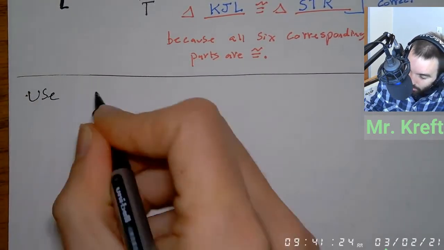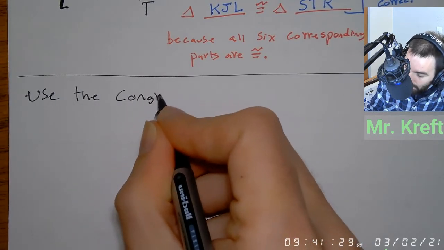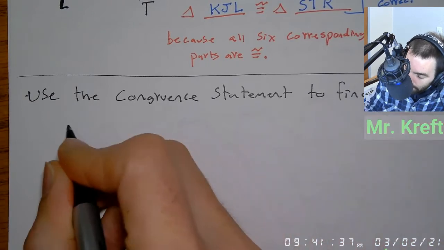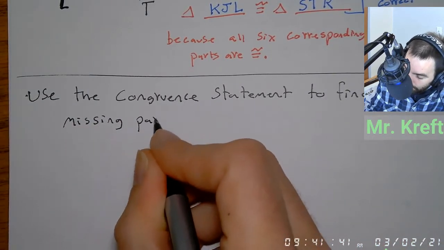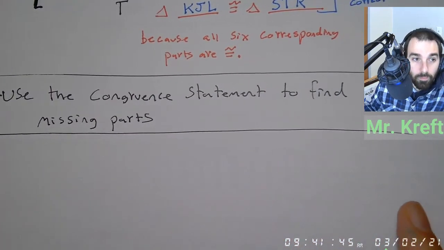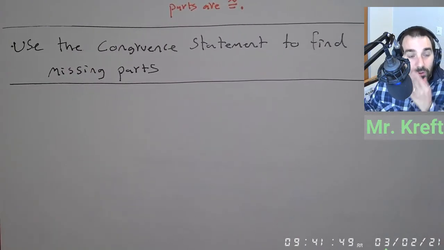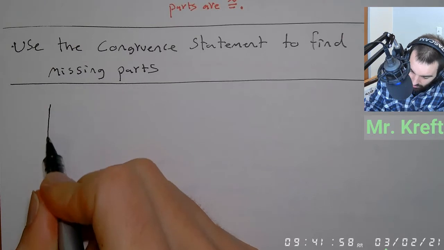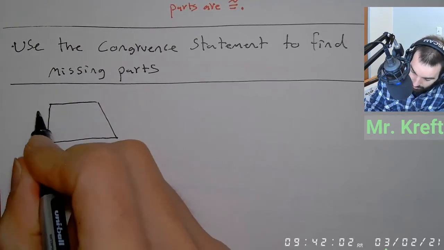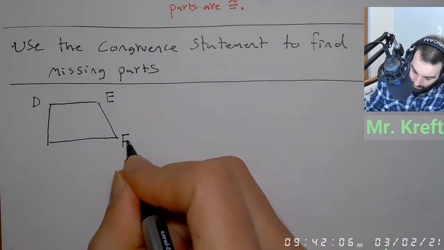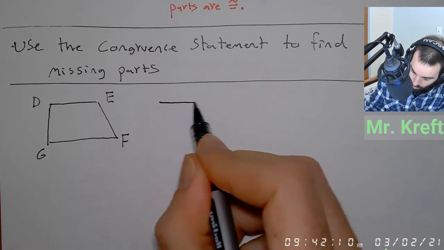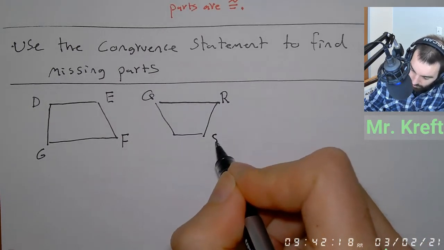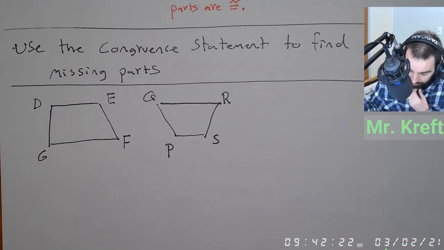Okay. So then we're going to use the congruence statement to find missing parts. So what I mean by that, so I'm going to draw a picture, and you guys can draw this picture too. So I'm going to have D, E, F, G, and then I'm going to have Q, R, S, P. And don't worry about the shapes looking alike, guys.